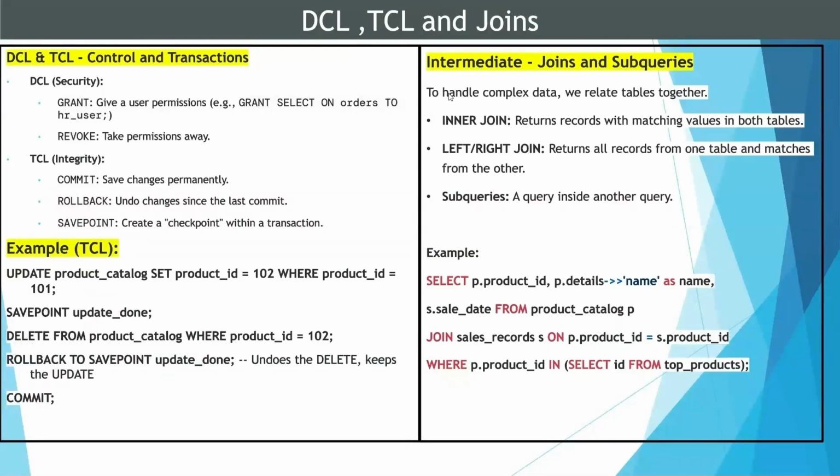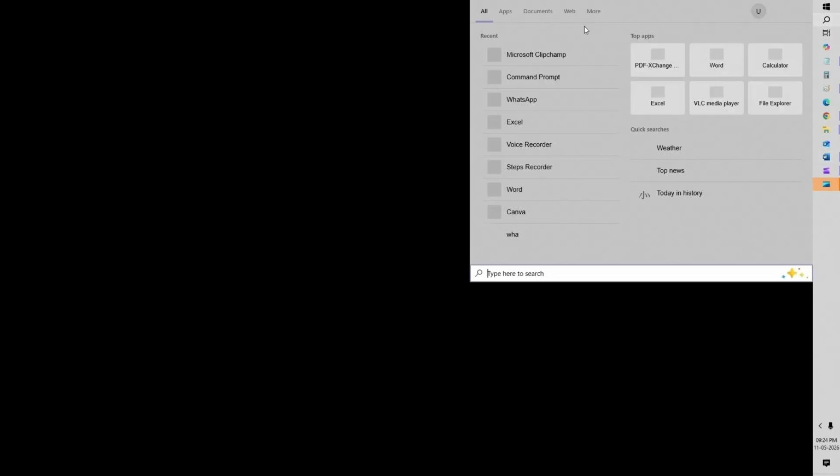And also here, joins and subqueries. We can use inner join, left join, right join, subqueries. Here is the select statement for the join. Now I have to create a product catalog table, and in this the details will be stored as a JSON type. So let me open the SQL Developer.